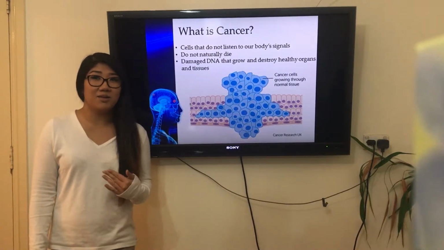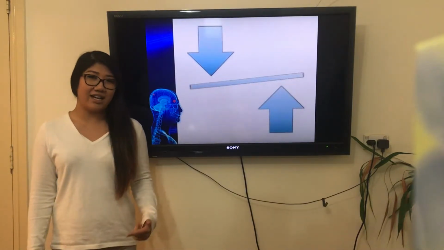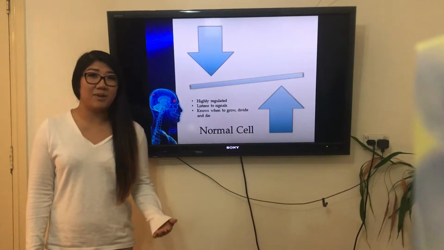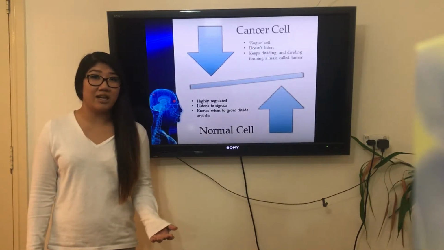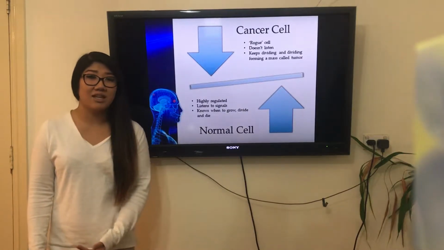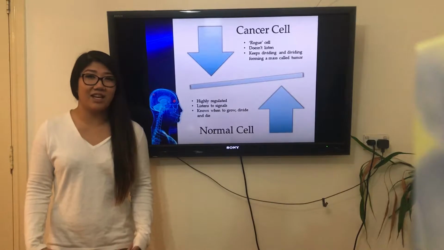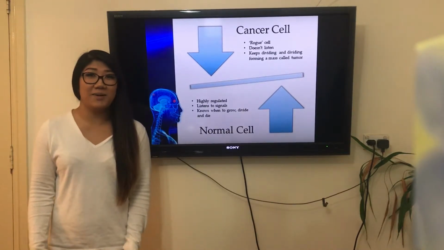Normal healthy cells are highly regulated by your body and listen to signals for when to grow, divide, and die. Sometimes these cancer cells appear when DNA is damaged and cause the cells to stop listening to the body and ignore the body's signals. And so this rogue cell keeps on dividing and dividing, eventually forming a mass. This mass is called a tumor.